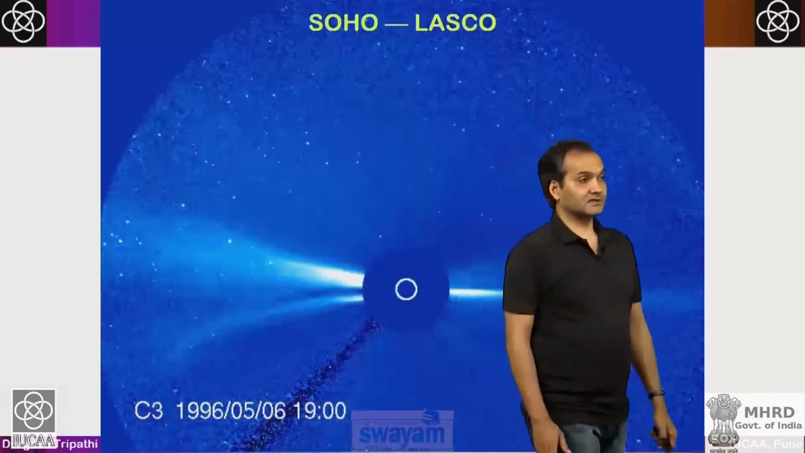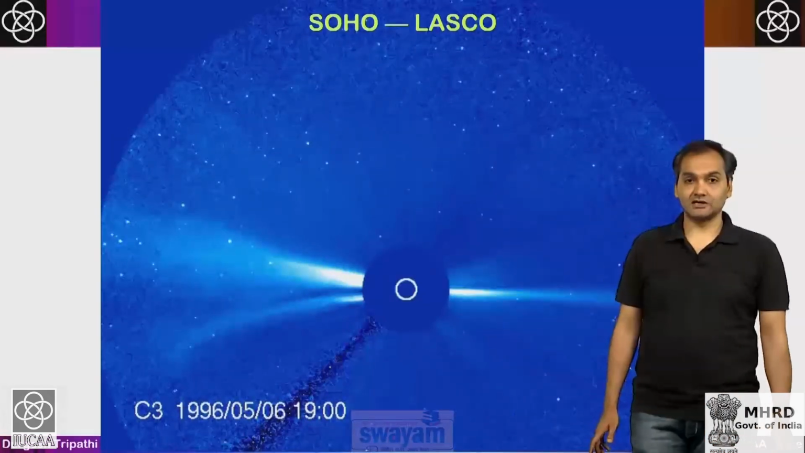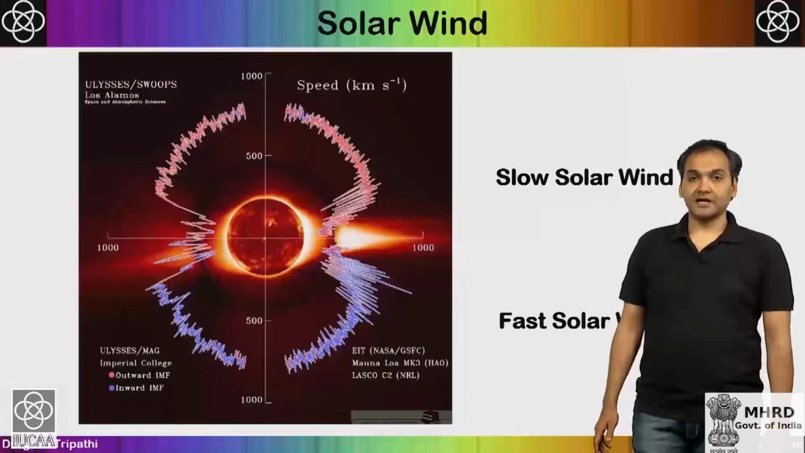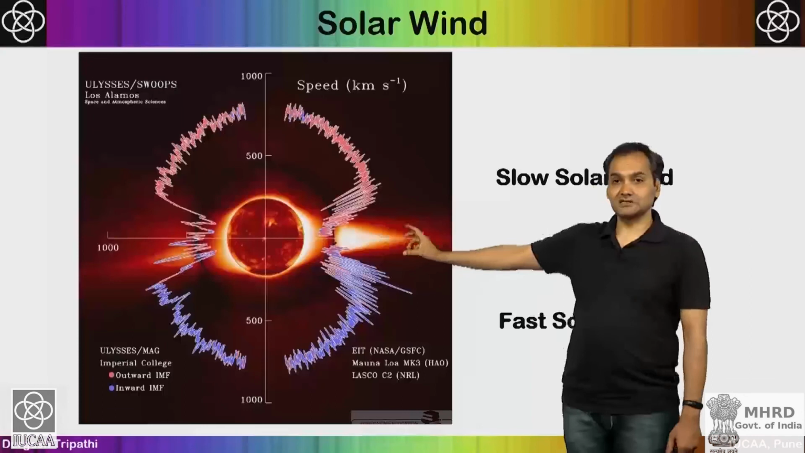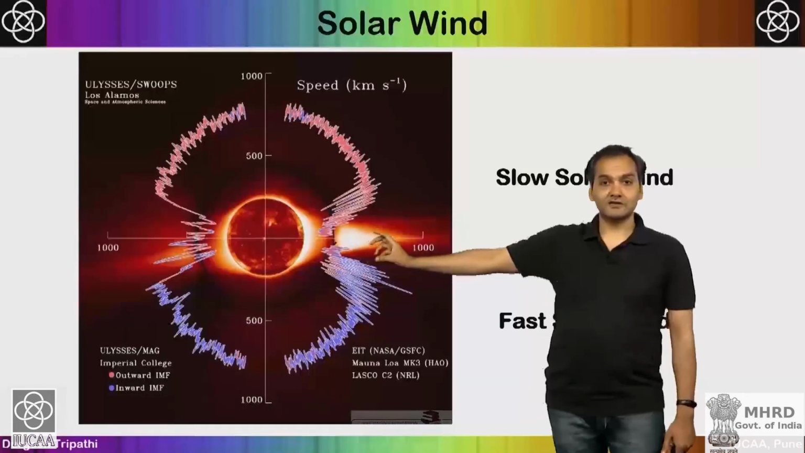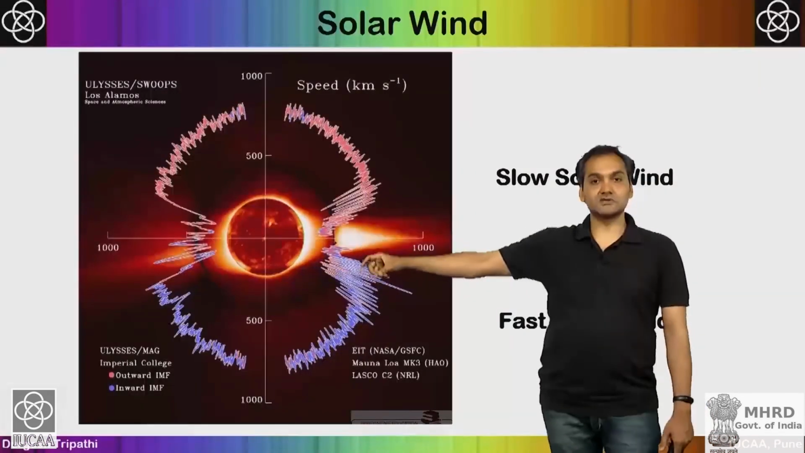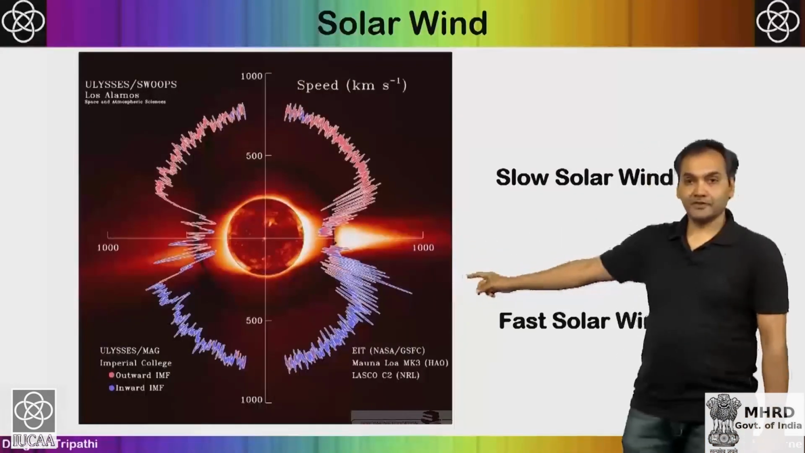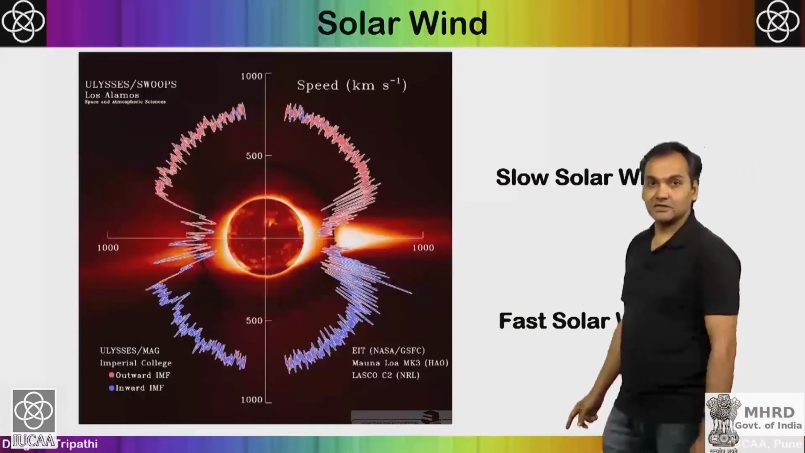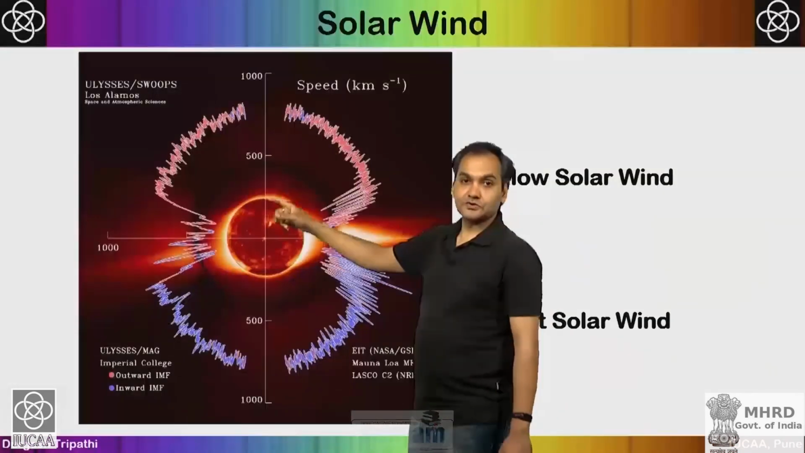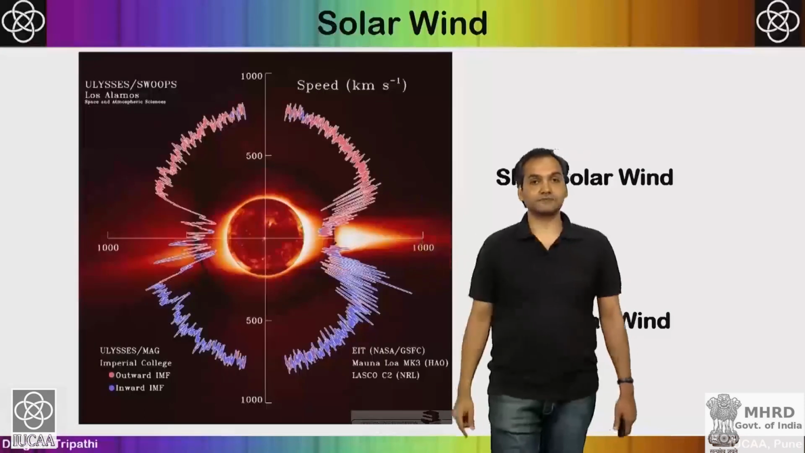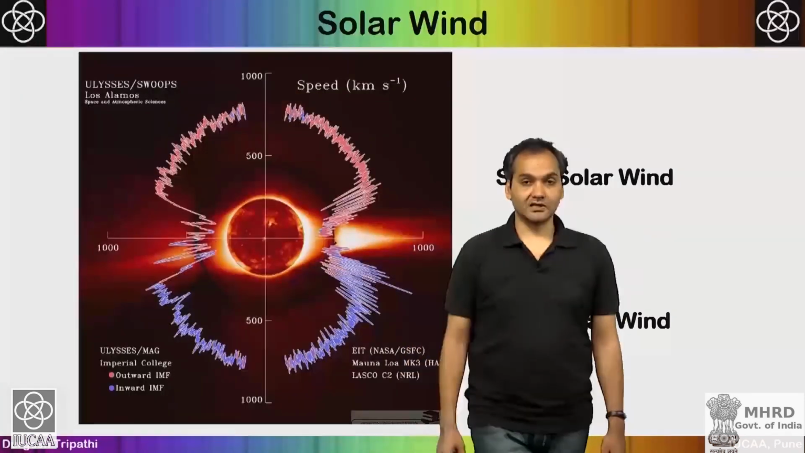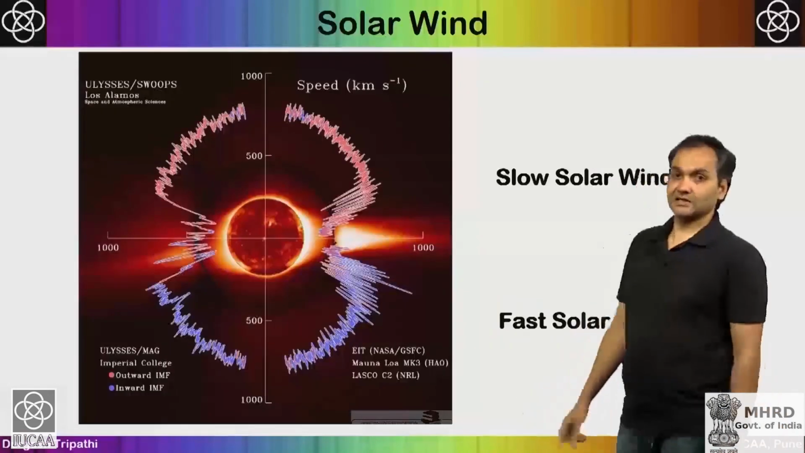Now we know that this is essentially because there is a constant flow of wind going out of the sun, which we call solar wind. If you look at the speed measurements, done by the Ulysses spacecraft, near the equator the velocity distribution is about 300-400 kilometers per second, whereas if you go towards the pole, you have strong winds going at around 700-800 kilometers per second. So, there are fast winds and there are slow winds.